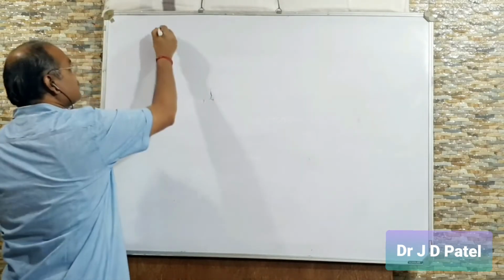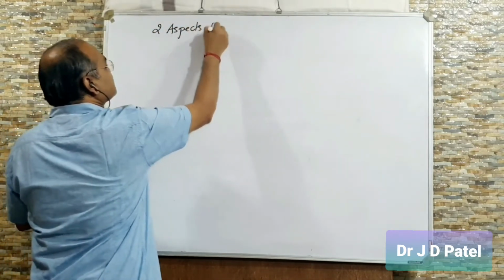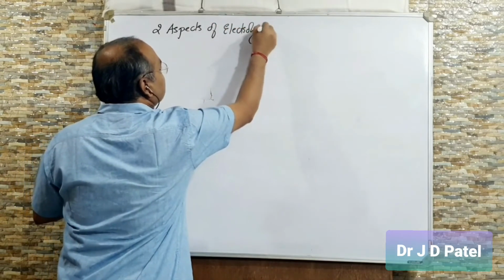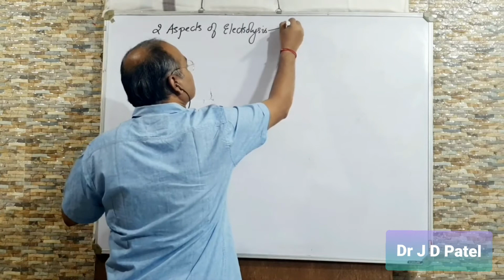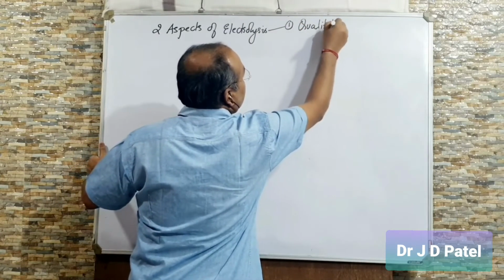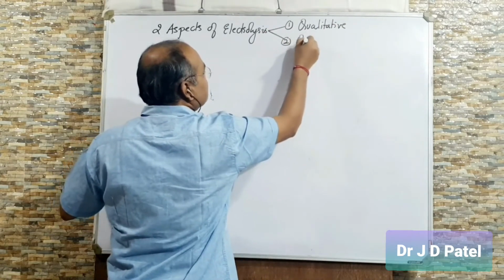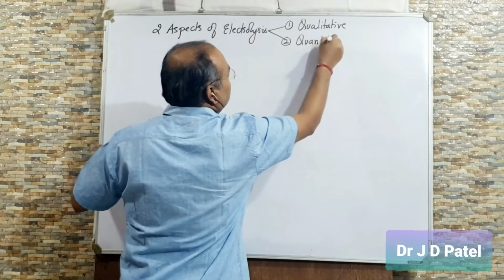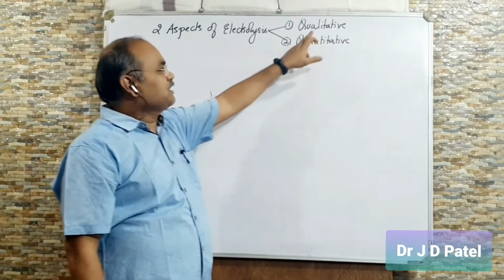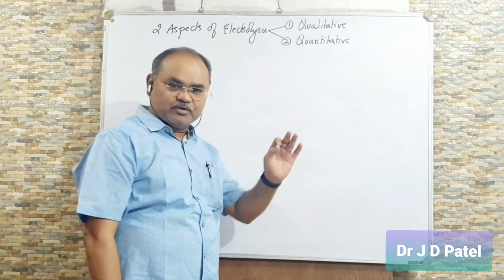There are two aspects of electrolysis. One, qualitative, and second, quantitative. Both of them are asked in the exam. The qualitative aspect will be asked in the form of theory, and the quantitative aspect will be asked in the form of numericals.